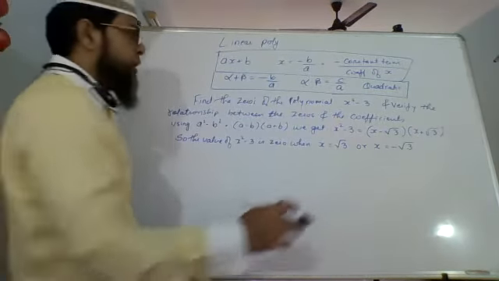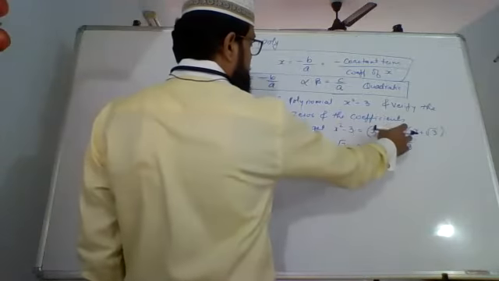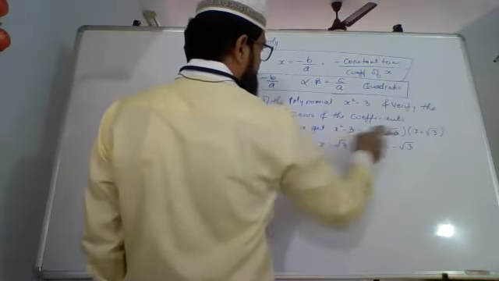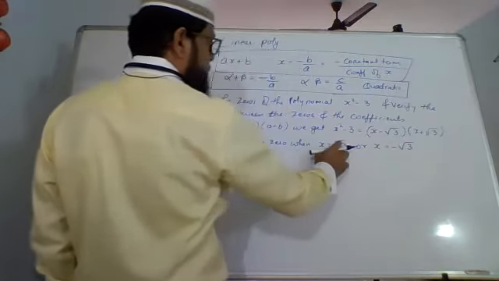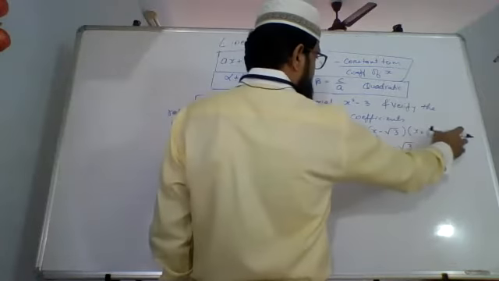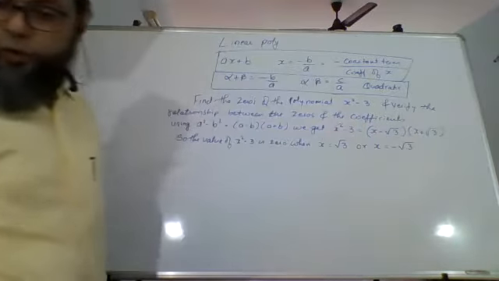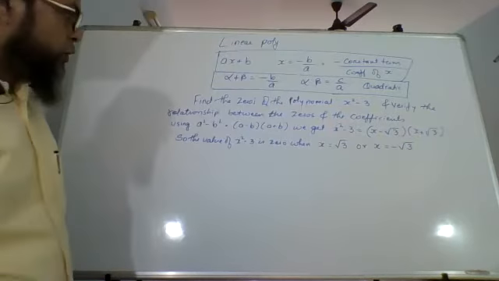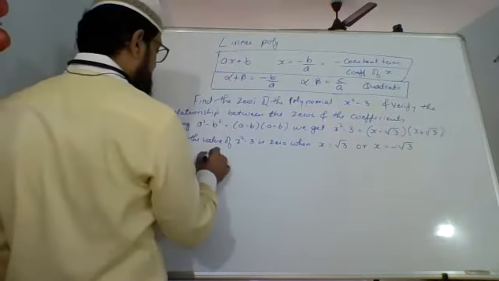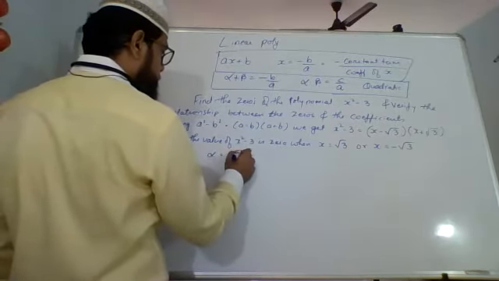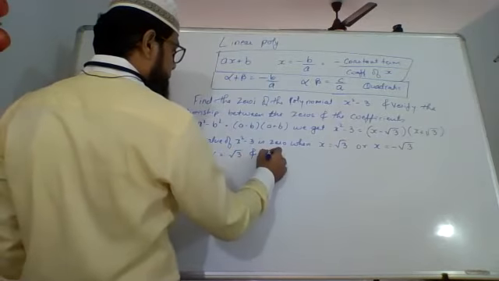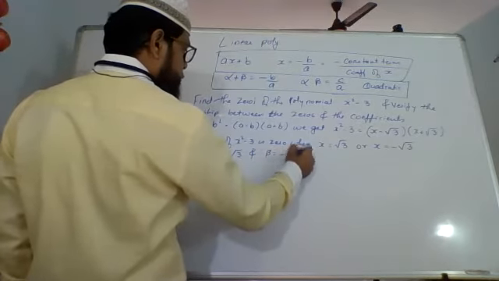All I have done is I have equated this bracket to 0. x minus root 3 equal to 0. Minus root 3 goes this side, it becomes x equals root 3. Similarly, x plus root 3 equal to 0. Root 3 goes there, becomes minus root 3. So now we have got the two zeros. Therefore, alpha equals root 3 and beta equals minus root 3.